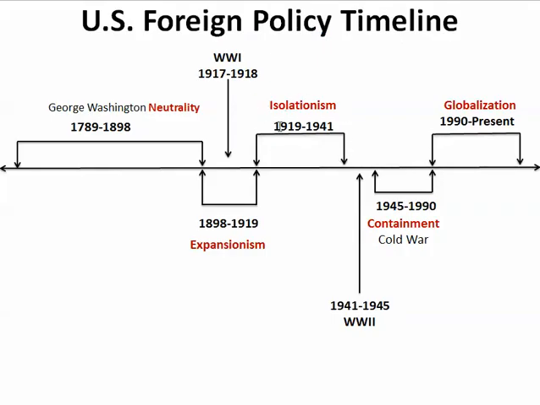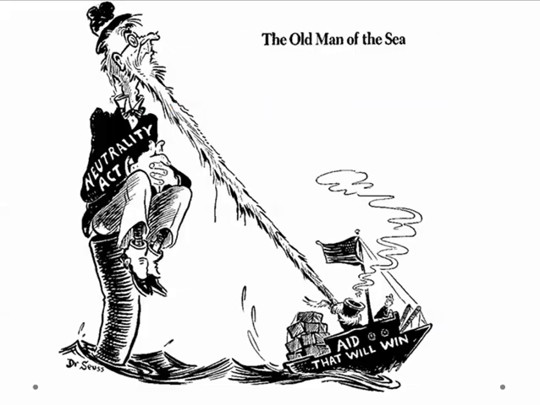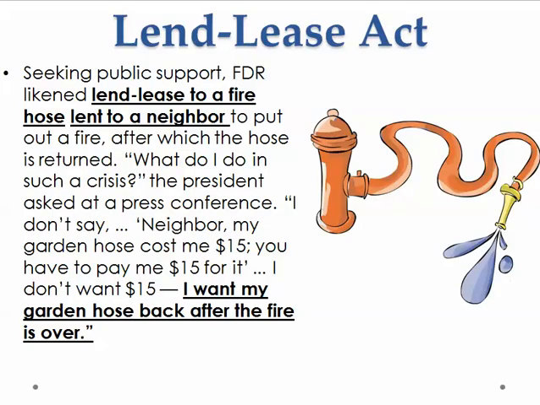We're going to leave isolationism, which we do with this Lend-Lease Act, in which Pearl Harbor hits and we declare war. We have not returned back to isolationism since then. Okay. So the old man in the sea, we left neutrality behind. We start this Lend-Lease Act. So the Lend-Lease Act was where FDR was seeking public support, and he uses what's called two things: the fire hose analogy or the garden hose analogy.